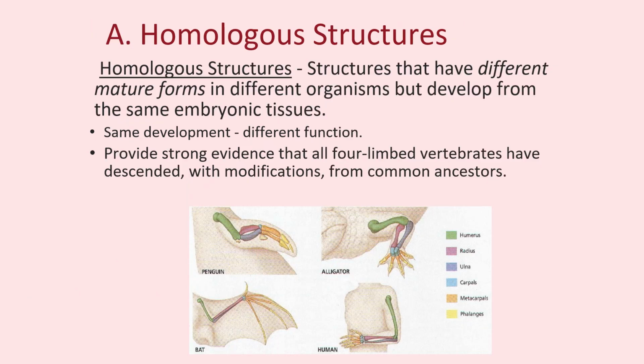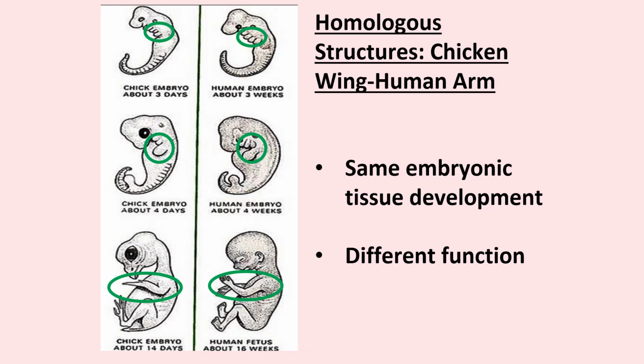So structures that have different mature forms in different organisms but develop from the same embryonic tissue are homologous structures. Same development, different function, right? Same structure, different function still works. So the chicken wing and the arm of a human is the comparison here. Same embryonic tissue development, but then they serve different functions.